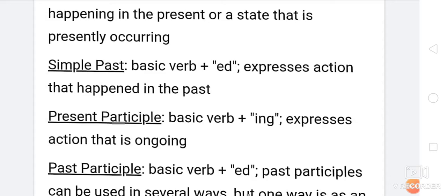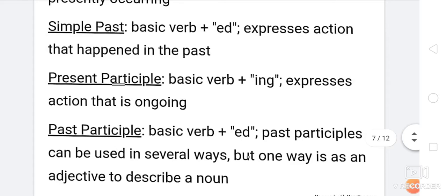What is another form of the verb? It is the present participle. What is the present participle? It is the basic verb plus ing, which expresses an action that is ongoing. For example cooking. What does it indicate? Cooking is being carried out by some person. So the present participle expresses an action that is going on. The basic verb plus ing form is called the present participle.